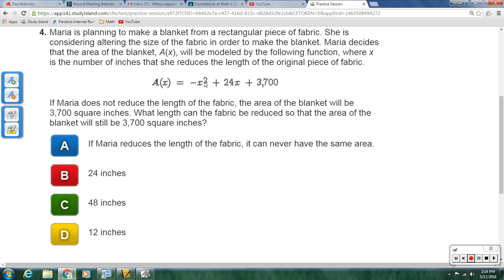Anybody know? I'm not reading anything else. 3,700, because that's the starting point. Because it says she's altering it. Well, this is the starting point. She's reducing it, which is why it's negative. All right, if Maria does not reduce the length of the fabric, the area of the blanket will be 3,700 square inches. What length can the fabric be reduced so that the area of the blanket, I can do that one all the time, will still be 3,700 square inches?